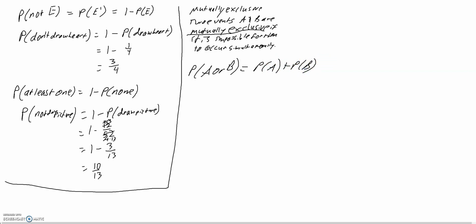Now you'll note that when you see the word or, that should kind of make you think of union here. Now remember, if we wanted to find the cardinality of the union, we added up those cardinalities and then subtracted their intersection. So this definition works for mutually exclusive, but it's not the one that I really want us to remember. Instead, the one that I want us to remember is that the probability of A or B is the probability of A plus the probability of B minus the probability of A and B.